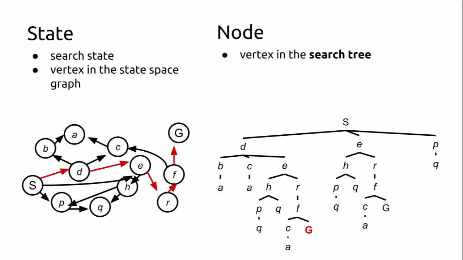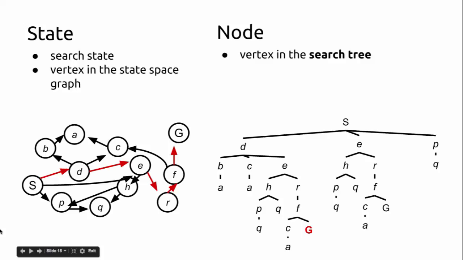Now, node is going to be a vertex in the search tree. Okay, so if you recall from lecture, the search tree is the tree that we generate as we perform our search algorithm. So here you'll have the search tree that's associated with this state space graph, with this search problem, where just looking at the top, starting with node S, if you expand S, you'll get the paths S to D, S to P, and S to E, right, which are all represented here.